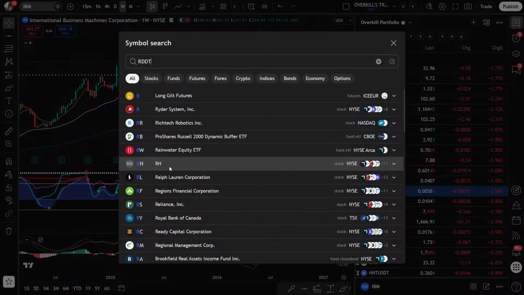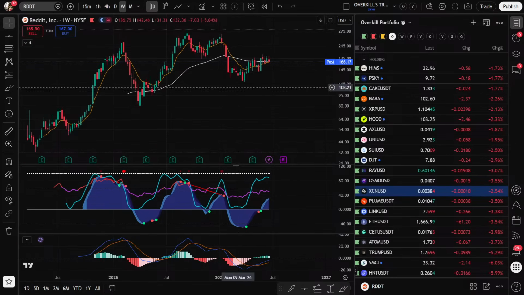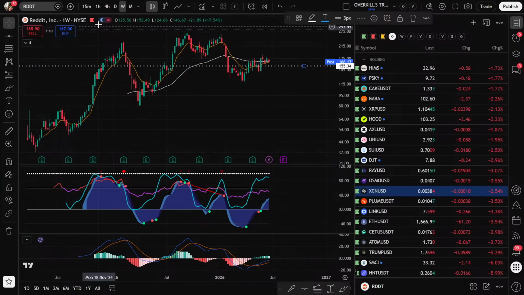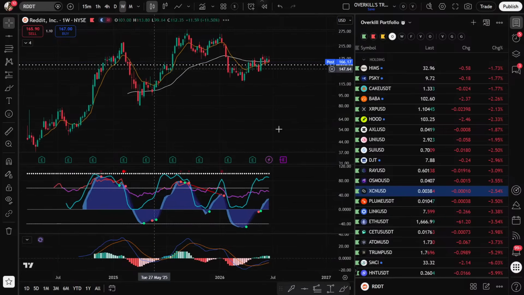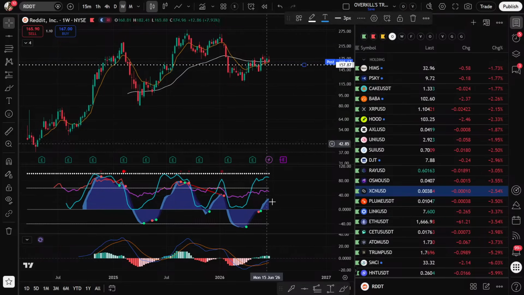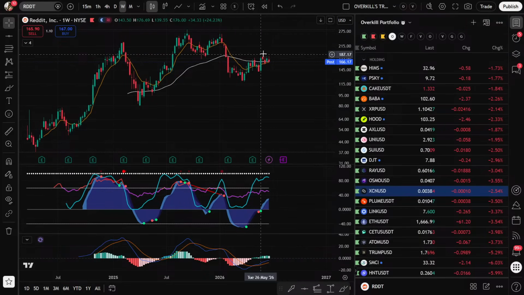RDDT. Reddit's still green. I would use a stop loss on this one at around 155. Okay, that's the low from last week. I just make sure it holds on to that. It is sitting right on the yearly moving average, but the wave is a little extended here, so I'd probably use a stop at 155 on Reddit.